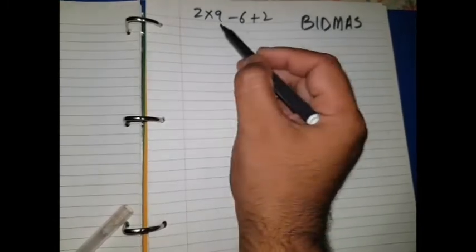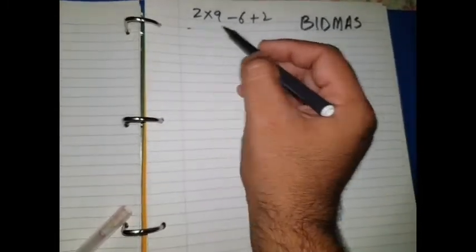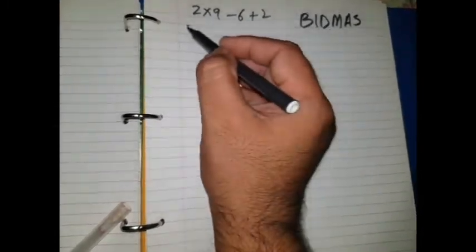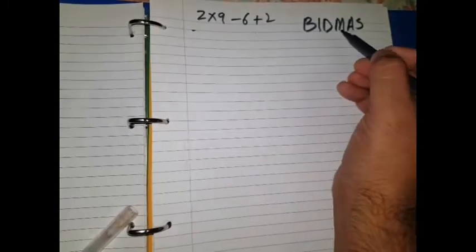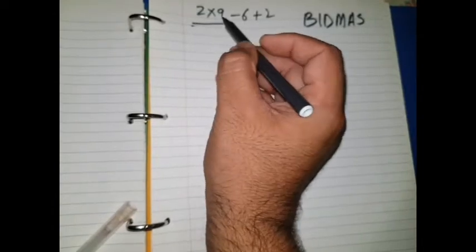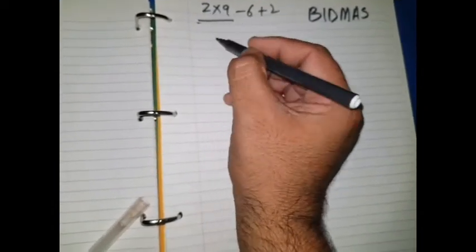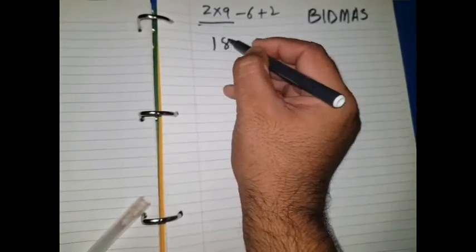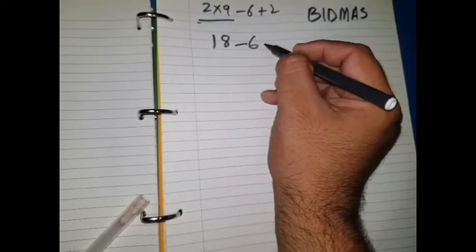Do I have brackets or parentheses here? No. Do I have indices here? No. Do I have division sign here? No. I just solved it in the last step. Do I have multiplication here? Yes, I do. So I will draw a line under it and I will say, okay, 2 times 9 makes 18. So I will write 18 first. I'll bring the rest of the values down as it is.